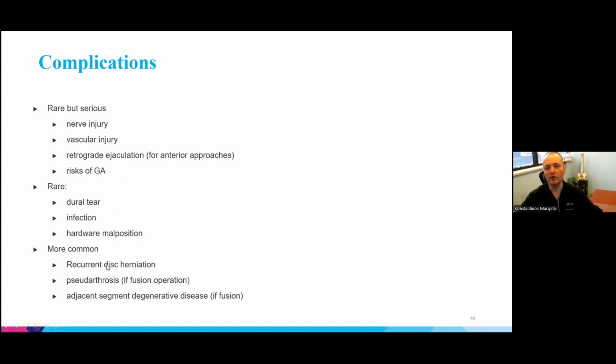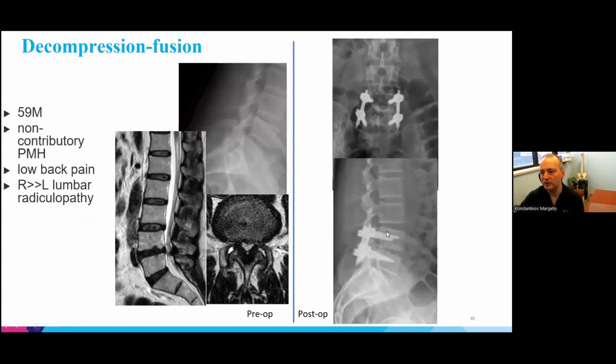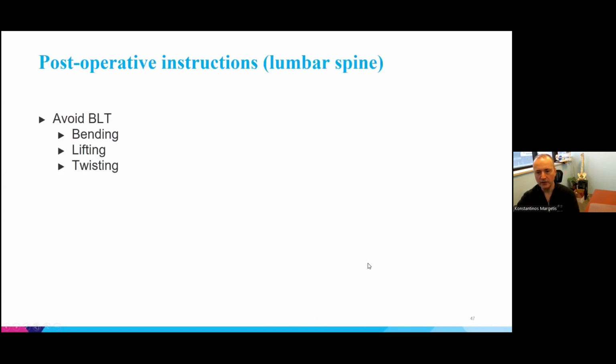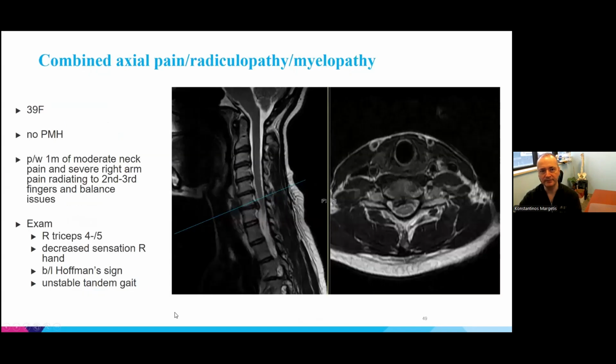And then we have some more common complications. For the case of disc herniations, we have the risk of recurrent disc herniation that usually is anywhere from 5 to 10%. When we do a fusion, the bones might not heal, and then we have a pseudoarthrosis. And another common problem with fusion operations: let's go back to this example. We might do a surgery on this patient and everything may be perfectly fine with this area, but a few years later, he might come back with a problem right above or right below the area that we fused. So this is the adjacent segment degenerative disease.